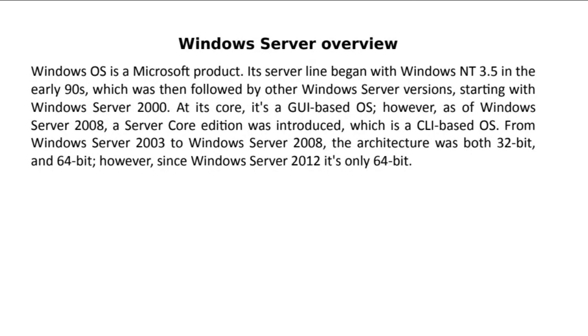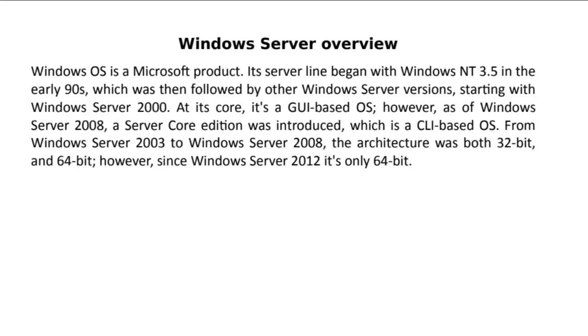Windows Server overview. We started with Windows NT 3.5. This is just a bit of history. We started with Windows NT 3.5 in the early 90s. Then we had other versions of Windows Server, such as Windows Server 2000. That was a very big thing when we received Windows Server 2000. It was a GUI, graphical user interface based OS, so it was a big thing at that time.